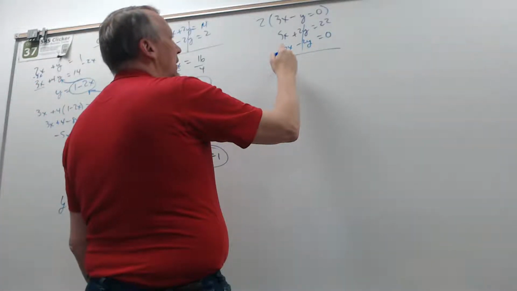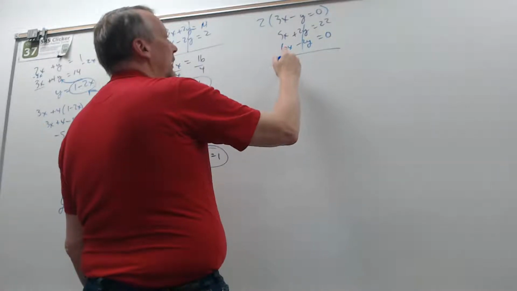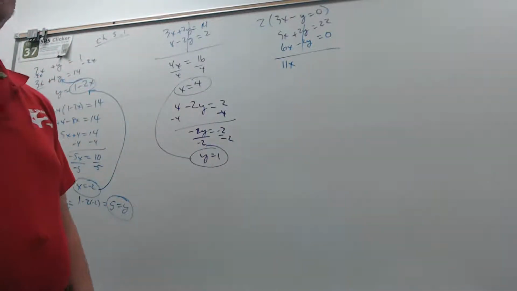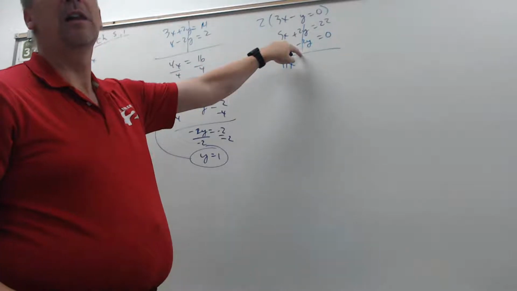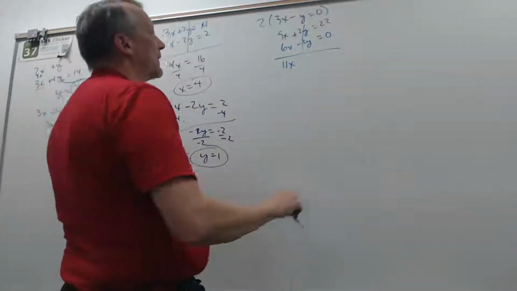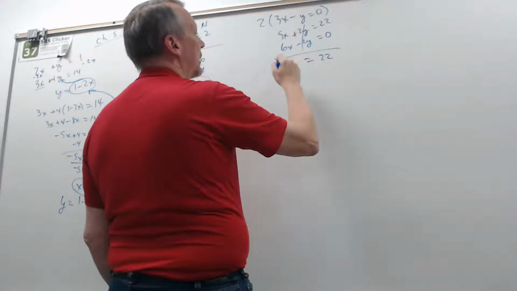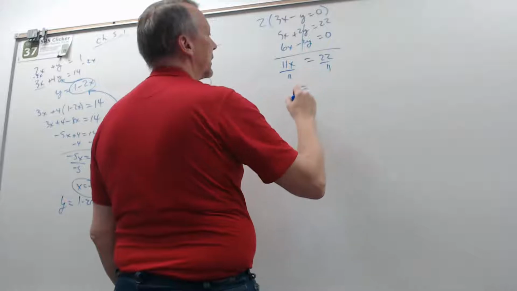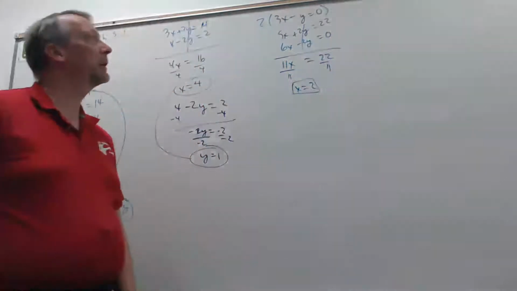No, you're going to get 11x. 5 and 6 is 11, right? We're adding them? Oh, we're adding them. Sorry. Yeah, because these are added too, right? Yeah. Okay, 11x, those two cancel, and then that equals 22. 22 divided by 11, x equals 2. Okay, now how do we get the y?